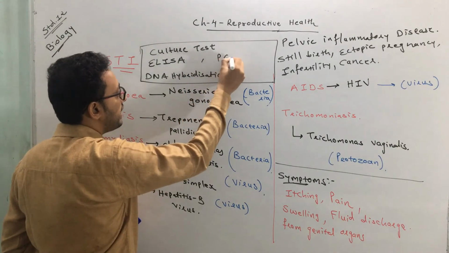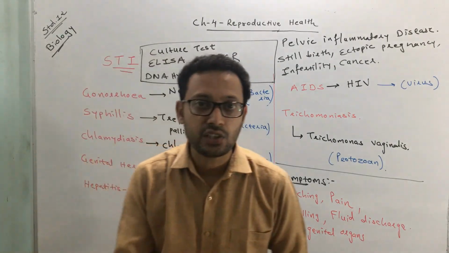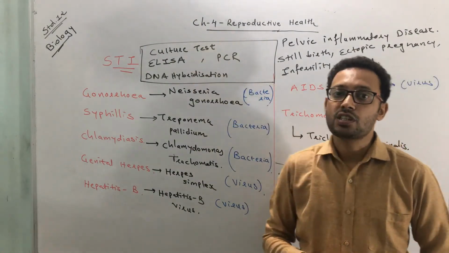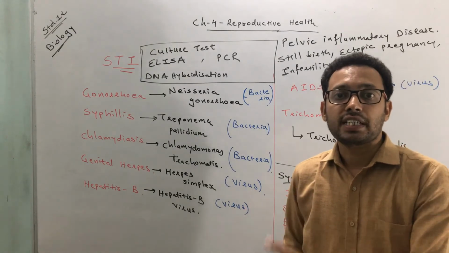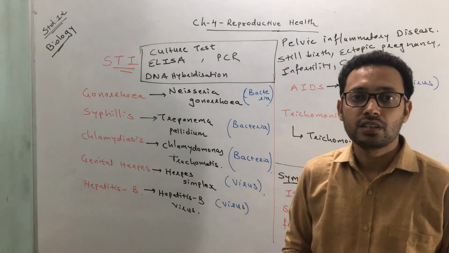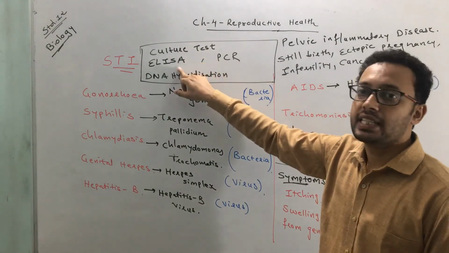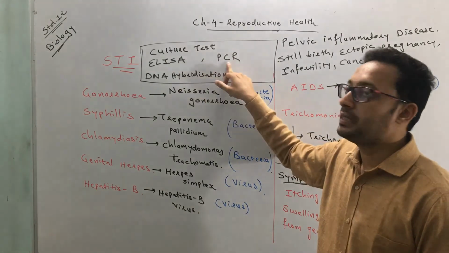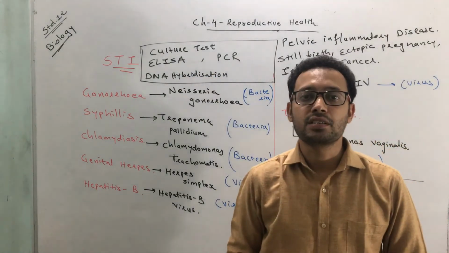Next is PCR, polymerase chain reaction. So these are the few diagnostic tests by which the doctor determines which sexually transmitted infection the patient suffers from. So which are the diagnostic tests? A culture test. Second is ELISA, enzyme linked immunosorbent assay. PCR, polymerase chain reaction, and the DNA hybridization method.